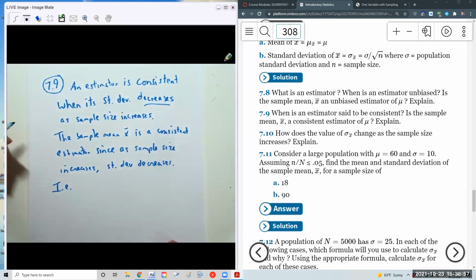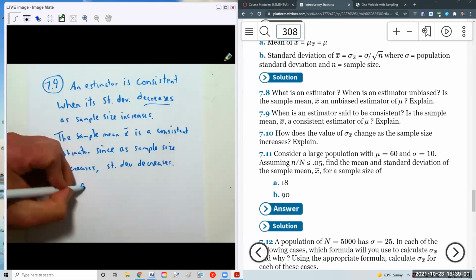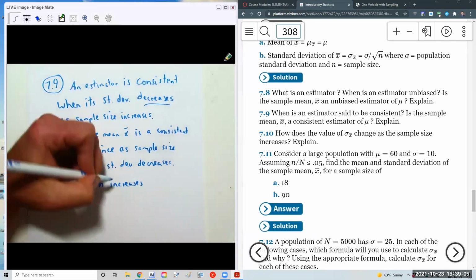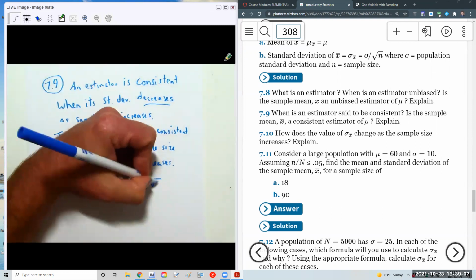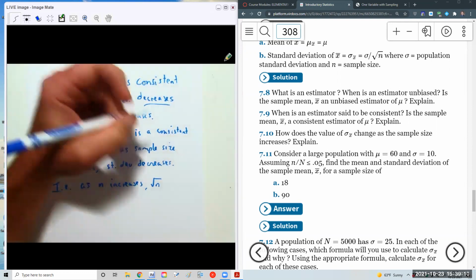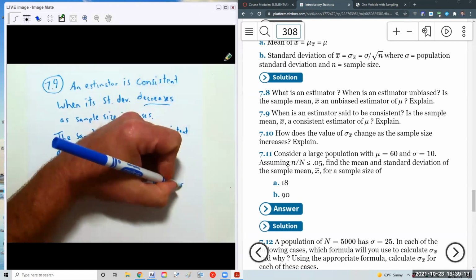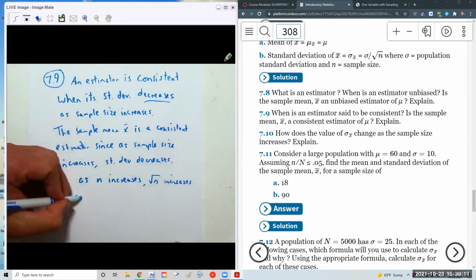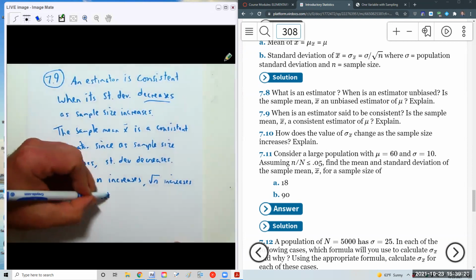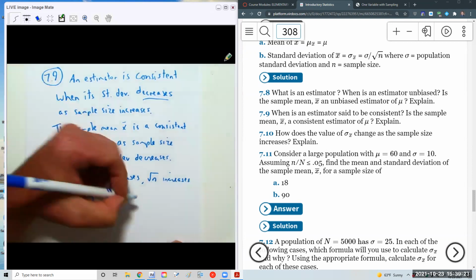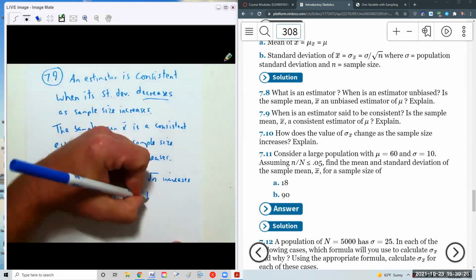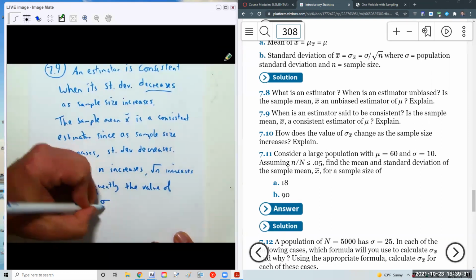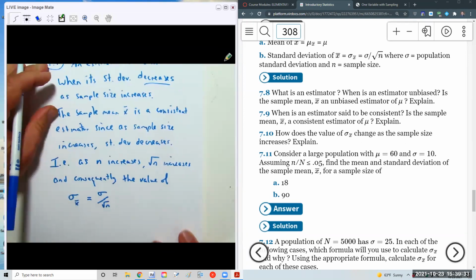So in other words, as n increases, the square root of n in the denominator of the standard deviation formula also increases. And consequently, the value of sigma sub x bar, given by sigma divided by the square root of n, decreases.